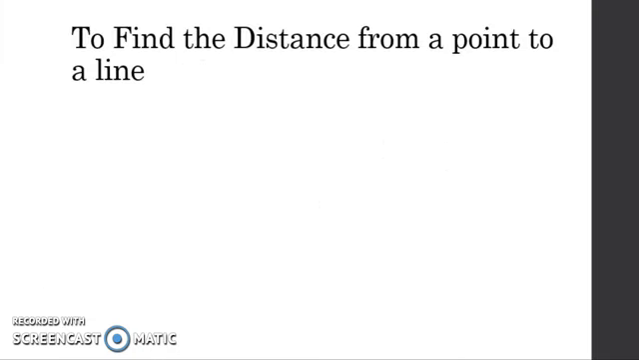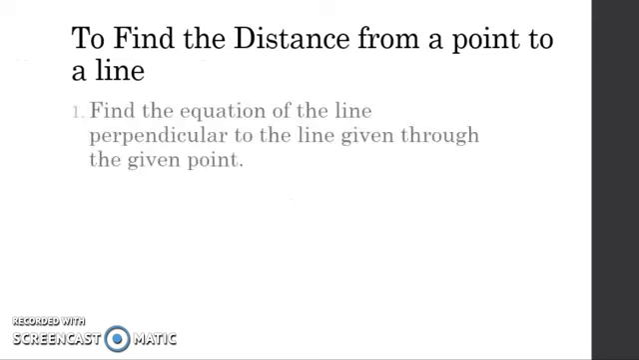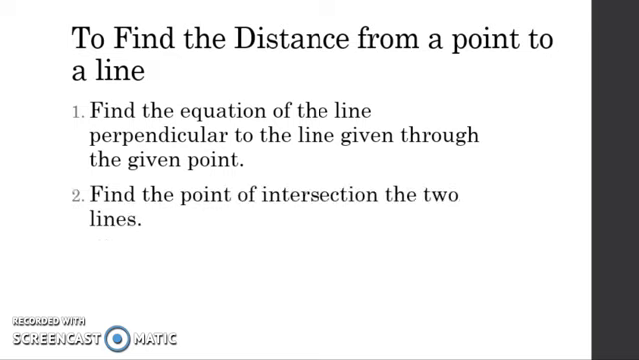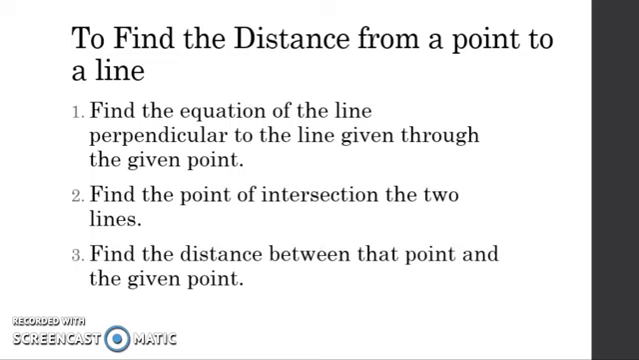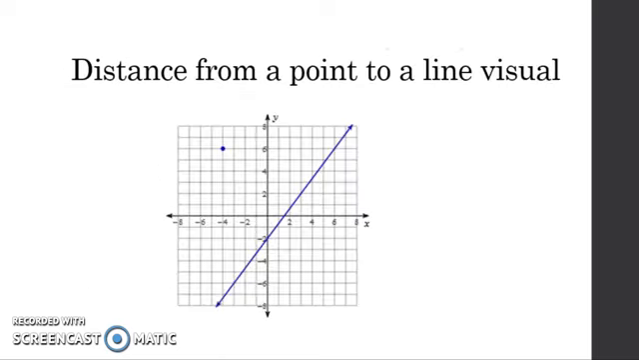The next one is the steps for finding the distance between a point and a line. There's only 3 steps this time. There isn't the step of finding the y-intercept because we're given the point. So the first step is to find the equation of the line perpendicular through the given point, then find the point of intersection of the two lines, and then find the distance between the 2 points.